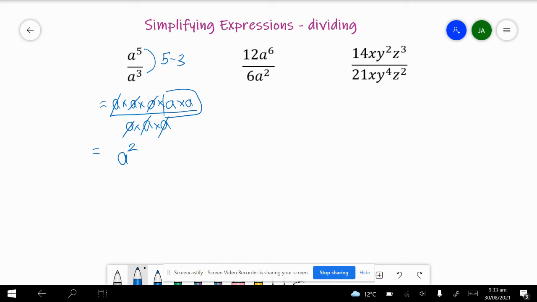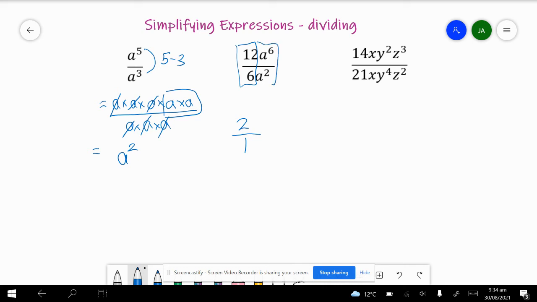Okay, let's look at the second one. It's a little bit different. We've got coefficients in front of the variables, the big numbers in front of the letters. So what we do is look at simplifying the fraction 12 over 6. Now, what we know is that 6 goes into both 12 and 6. And if we divide 12 by 6, I get 2. And if I divide 6 by 6, I get 1. So that 12 over 6 now becomes 2 over 1.